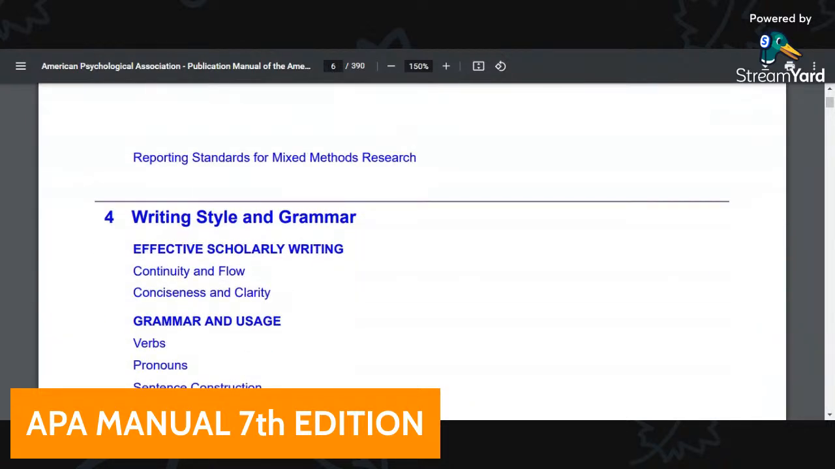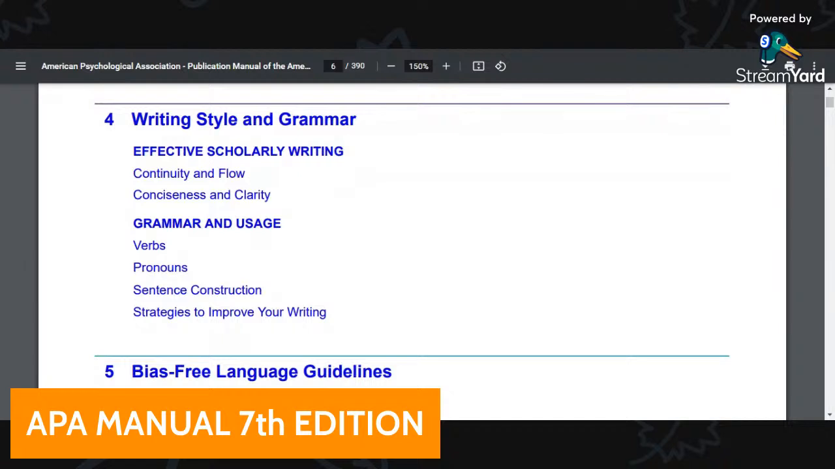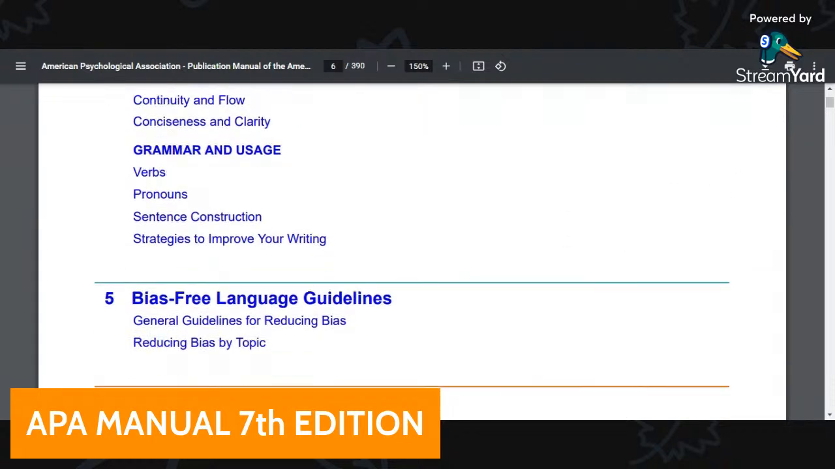research paper in general. Writing style and grammar: how we can use effective English, or how we can use effective language without making grammatical mistakes. Grammar and usage: how we should use verbs, pronouns, and sentence construction strategies to improve your writing.